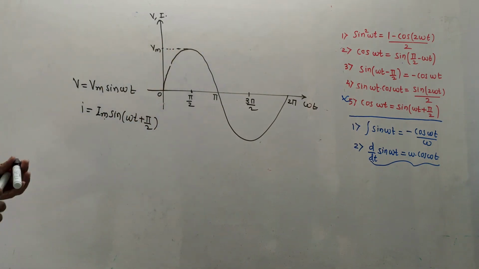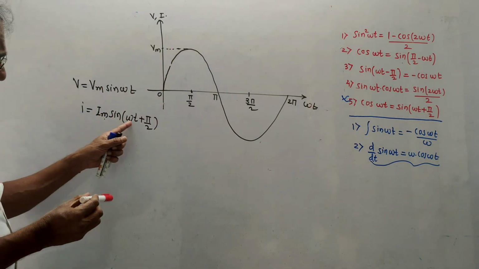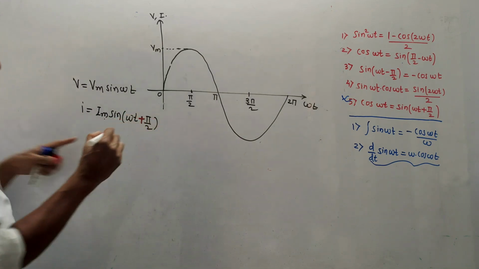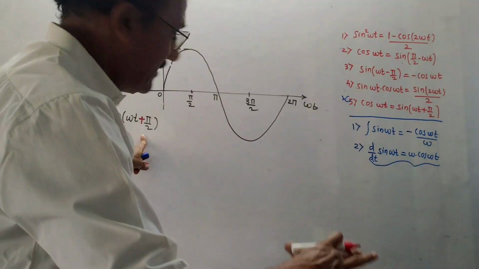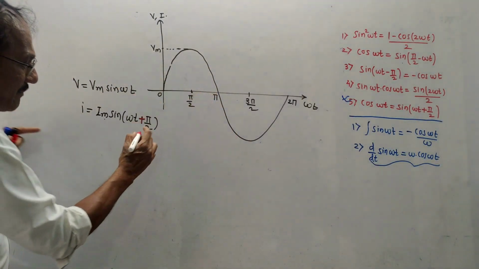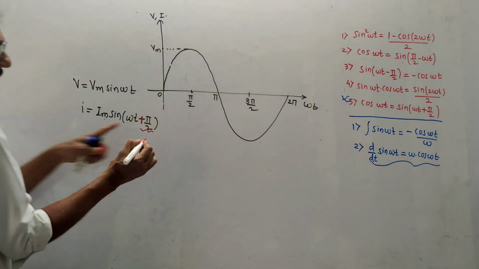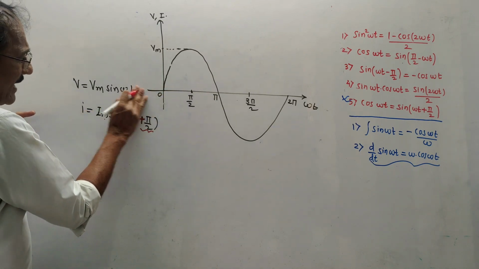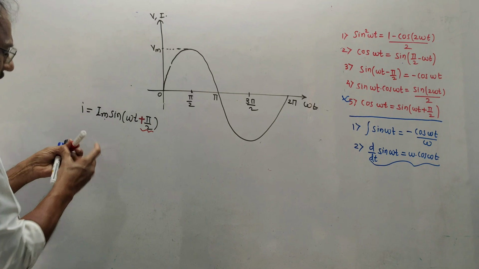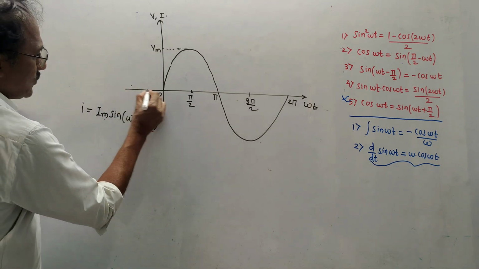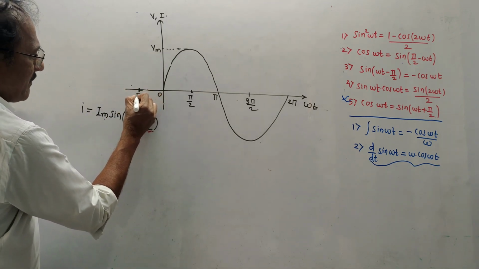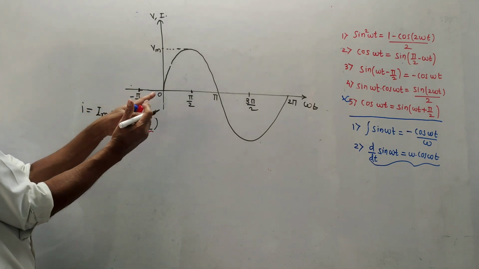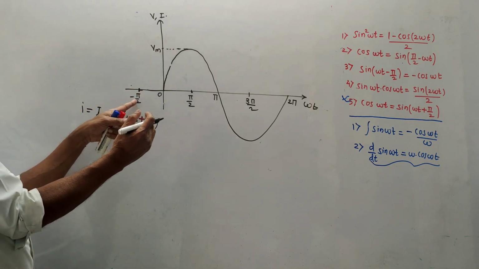Now, this current is Im sine omega t plus pi by 2. Just now I have explained the concept of the plus sign. Plus sign indicates leading. That means it is starting earlier. By how much amount? By an amount pi by 2. The voltage waveform starts from 0. So before that, by an amount pi by 2, the current waveform should start. So let us say this is the reading of pi by 2. I will mark a minus sign over here because this is the reading before 0. So this is minus pi by 2.